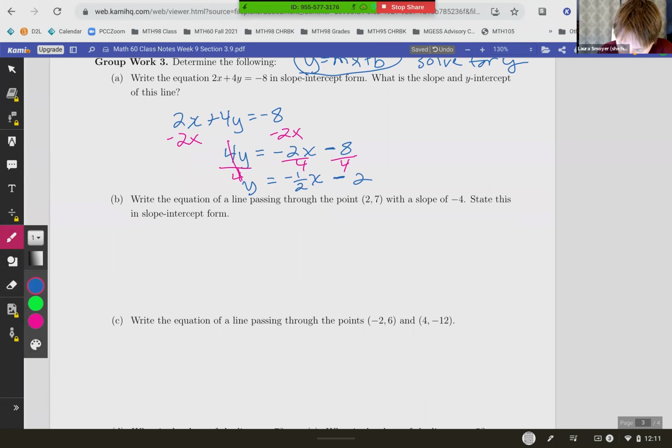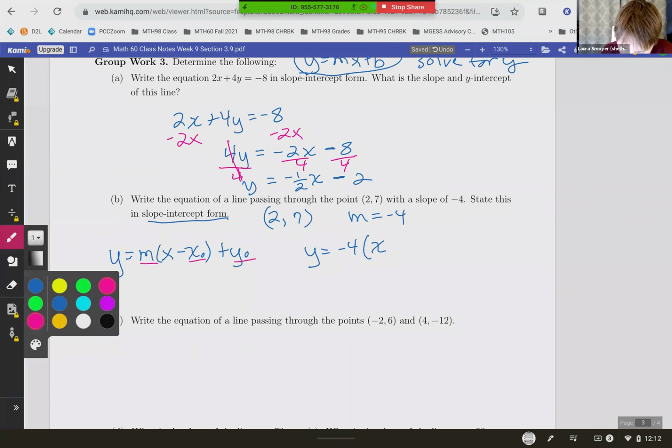All right, for letter B, I am writing the equation of a line passing through the point (2, 7), and I have a slope of -4. That tells me, even though it's asking for slope-intercept form, I first need to use point-slope form because I don't know the intercept. So I'm just writing out that equation so I can plug in more easily. And I'm going to replace the m value with -4. And then I'm going to replace the x sub 0, y sub 0 with the ordered pair. Notice that the minus and the plus are part of the formula. The values I'm substituting are 2 and 7.